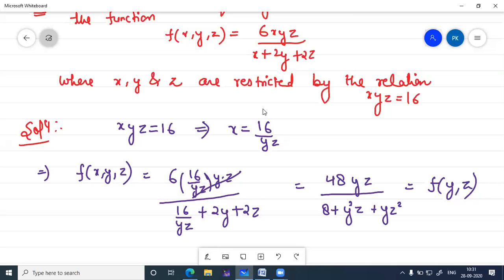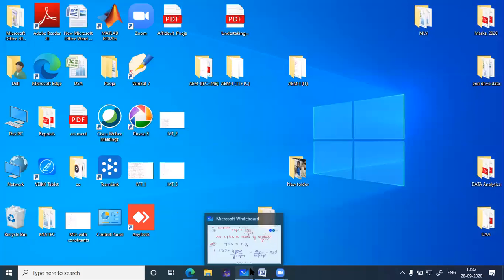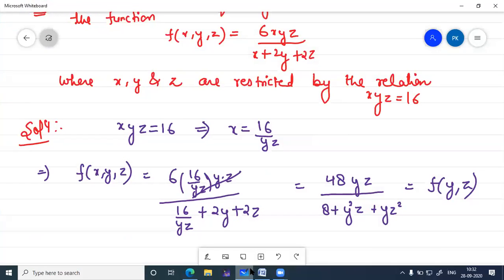Now, सिर्फ जो भी relation दिया गया है उसमें से हमें substitute करना है. That's why this is the method of substitution in case of equality constraints. Is this okay to you? My voice is audible? Yes, ma'am. Okay, fine.